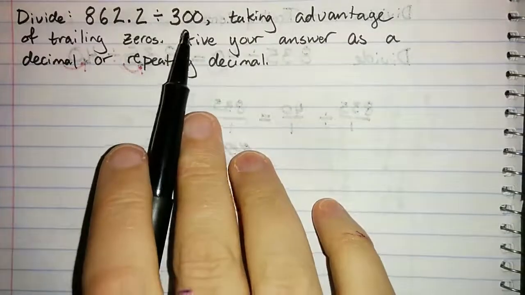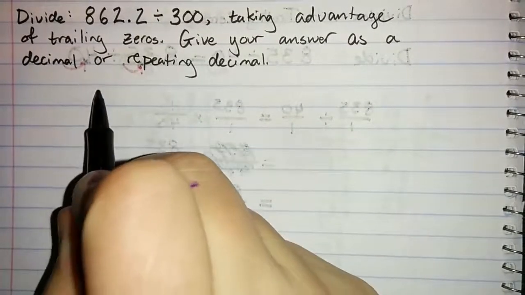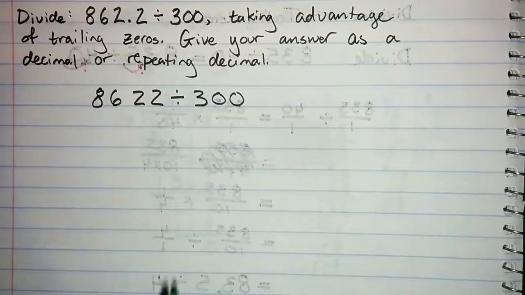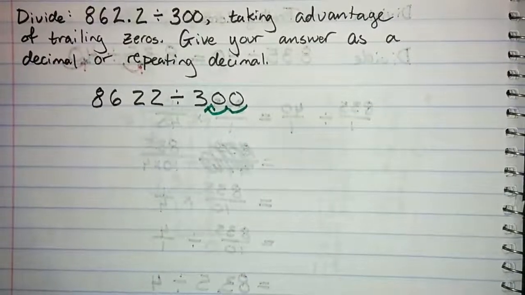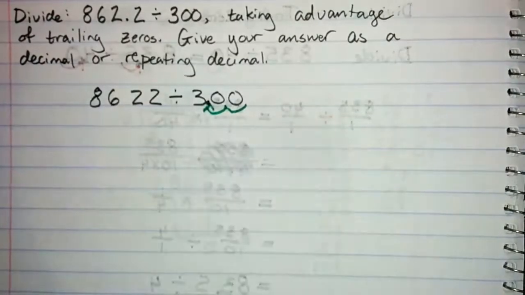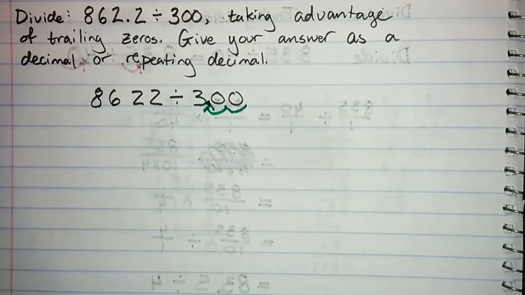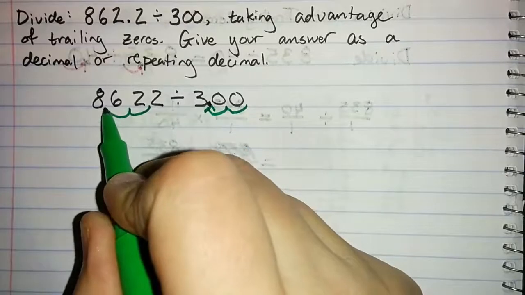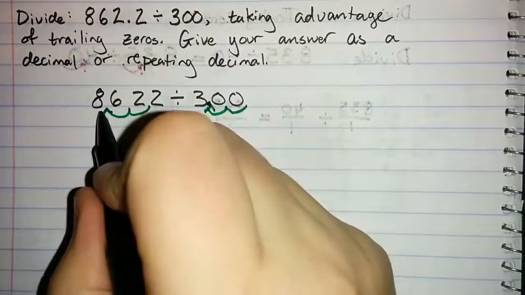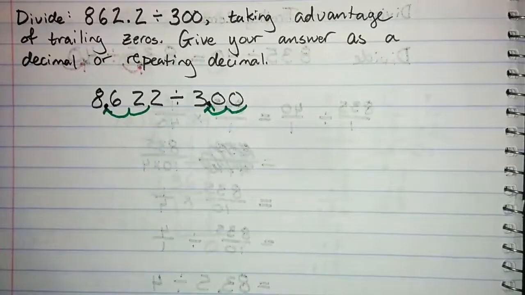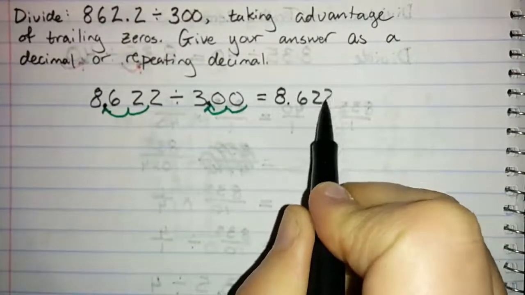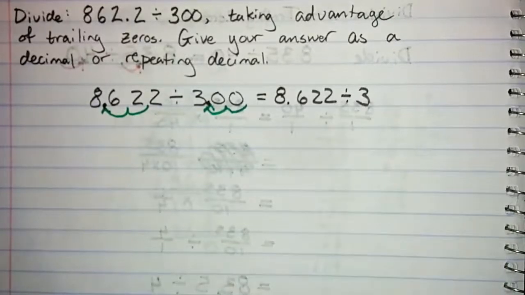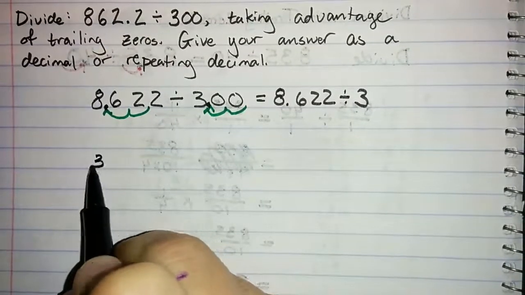Alright, so we want to get rid of those trailing zeros in the divisor. To get rid of the trailing zeros, we need to move our decimal point 2 places to the left. That is, divide the divisor by 100. We should do the same in the dividend. We'll have 8.622. So the division problem we'll actually work out is 8.622 divided by 3. We'll write that down.